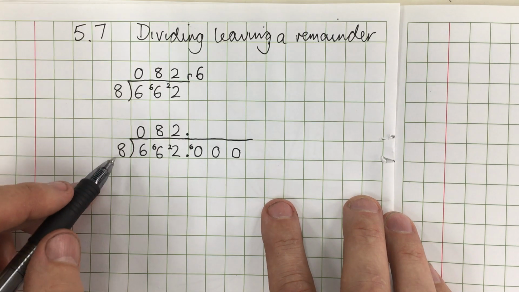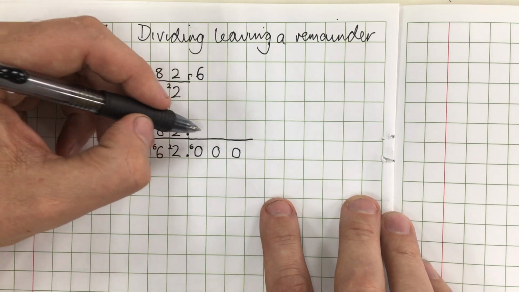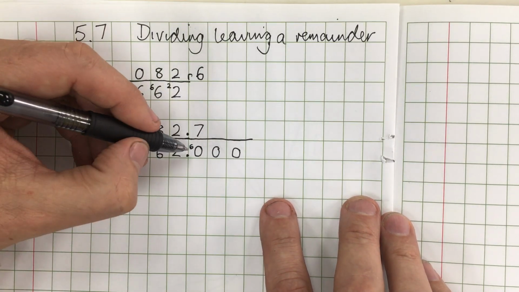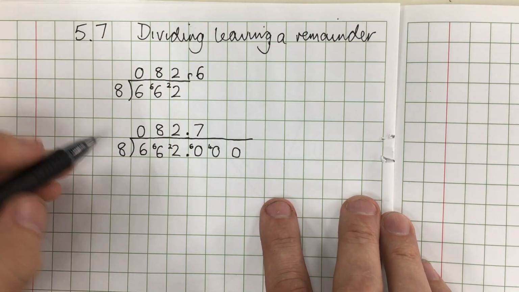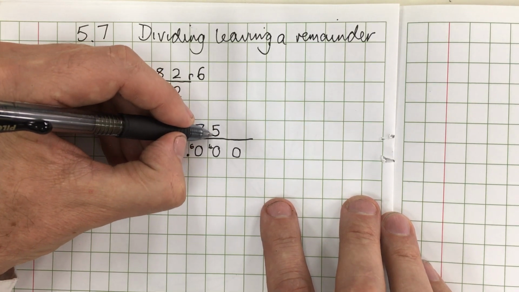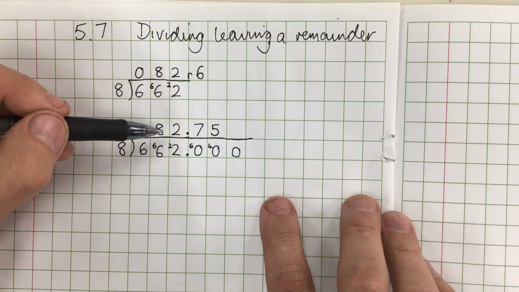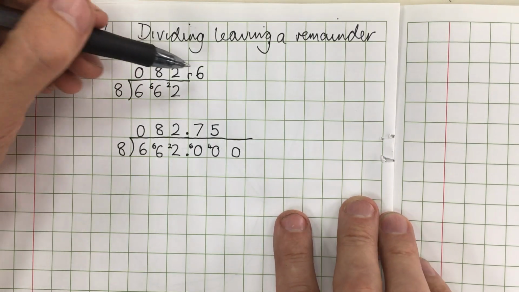So now I ask myself, how many 8s are there in 60? Well, there are 7 8s in 56. 60 minus 56 is 4. There's a remainder of 4. Here, how many 8s are there in 40? And there are 5. So the answer with a decimal remainder is 82.75, and the answer with a number remainder is 6.